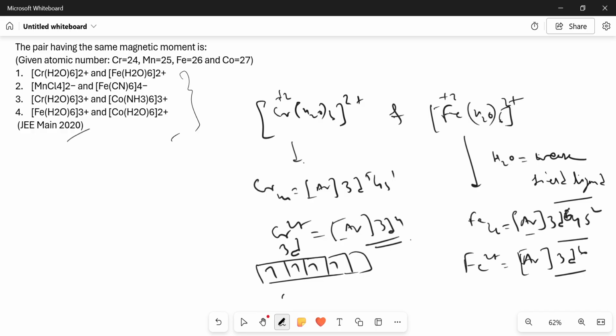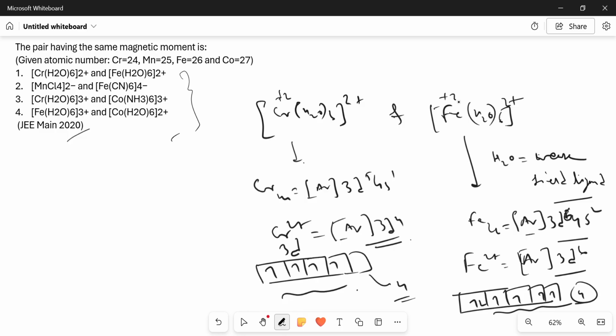In both cases, if you draw the 3d orbitals, there are 4 unpaired electrons, because there is no need of pairing due to the weak field ligand. Weak field ligand means an outer d orbital complex, so inner d orbital complex will not form. So here also 4 unpaired electrons and there also 4 unpaired electrons, so both are the same. According to the first option, option 1 is correct.